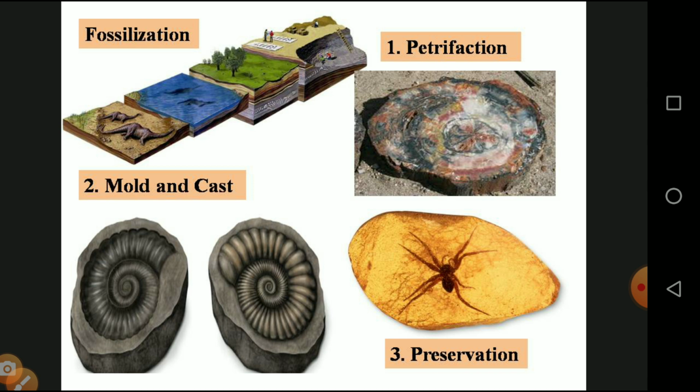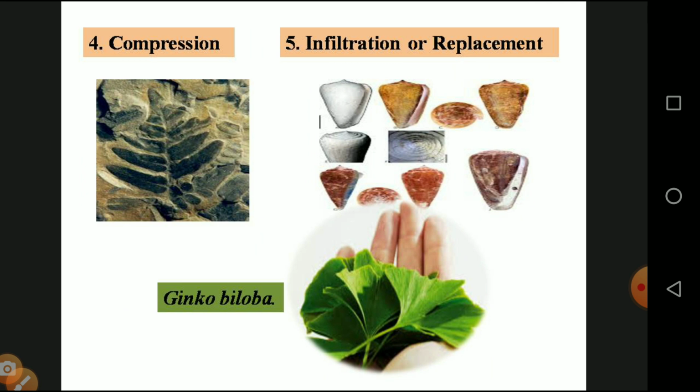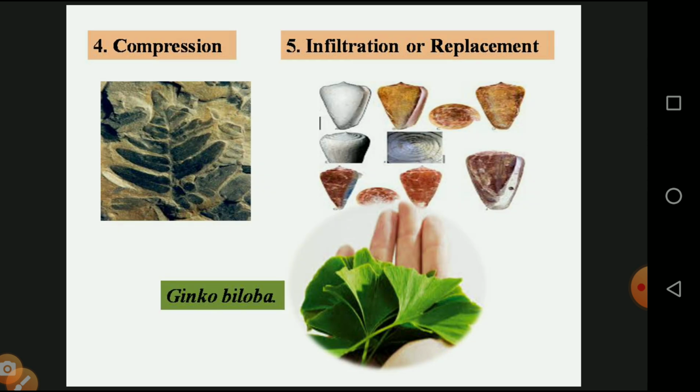Second one, mold and cast, they have the exact structure. Then preservation or ice amber, the organism which is preserved in the stone format. And the compression, the plant part is compressed; infiltration, formation of silica and magnesium in the form of a shell. And one more diagram is given there, that is called the living fossil. The plant is called ginkgo biloba. It's a plant which is called a living fossil.